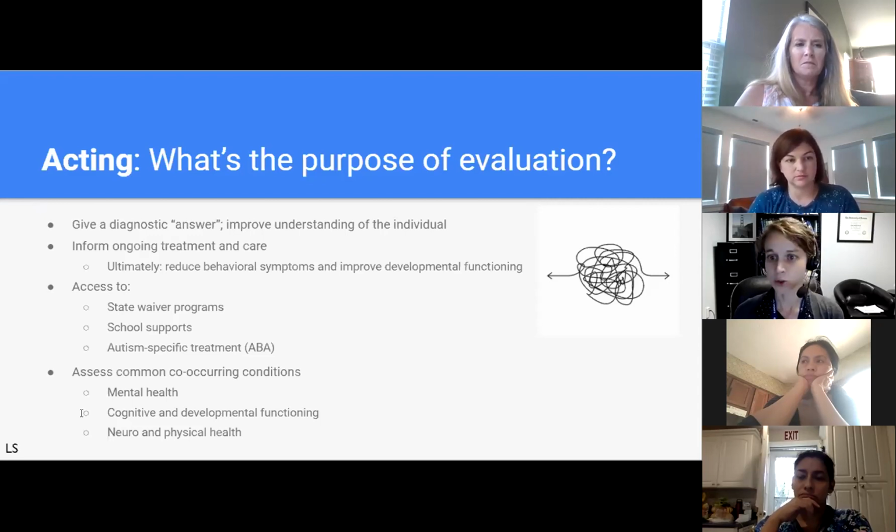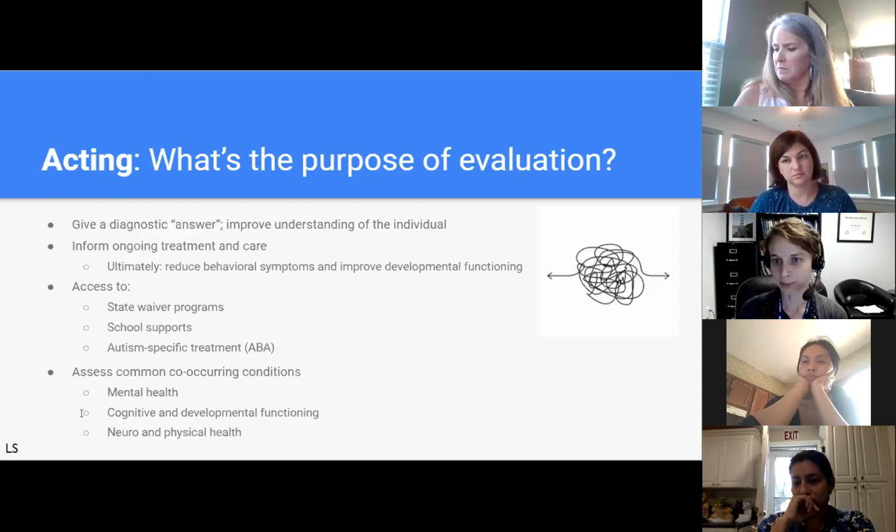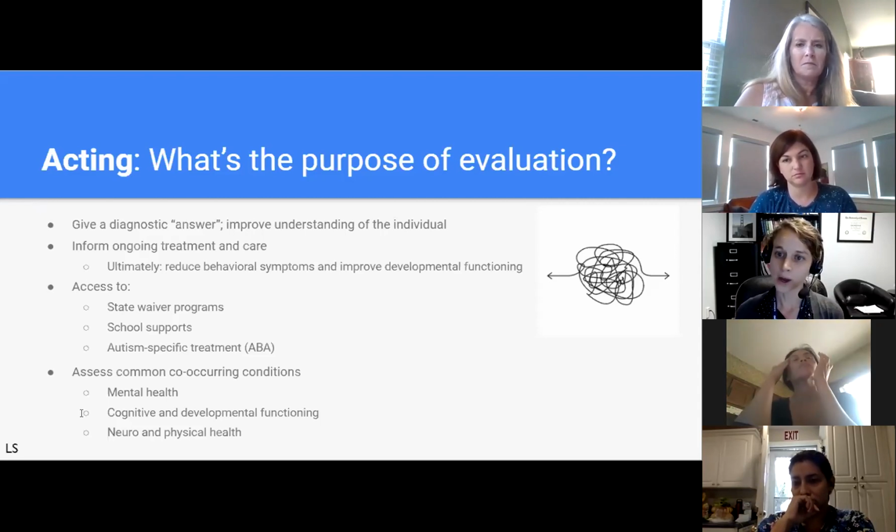Sometimes there are specific school supports where they want to have that confirmation from an outside group about the diagnosis. Although I'll also say if someone has a need, then we want to make sure we're thinking about serving that within the school setting. And then also some autism specific treatments such as ABA or applied behavior analysis are sometimes only covered by insurance when a child has a formal diagnosis and evaluation for autism spectrum disorder.